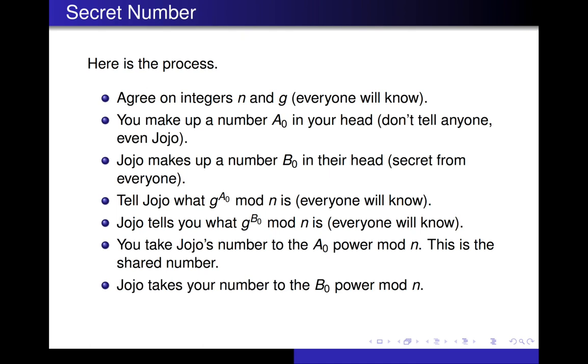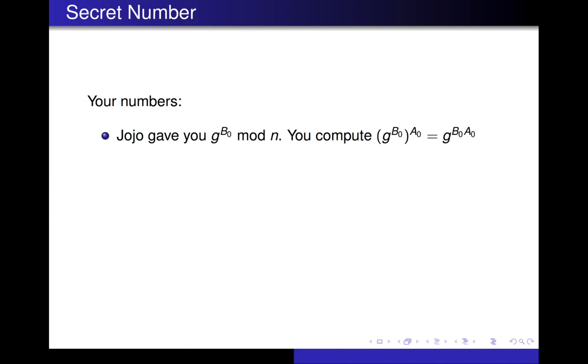Jojo is going to do the same thing, except Jojo is going to take your number and take it to the b0 power mod n. And I claim that this is the same shared number that you found from Jojo's number. We can verify this using exponents. Jojo gave you g to the b0 mod n, and you took that to the a0 power. But using that second law of exponents, you get g to the b0 times a0, right?